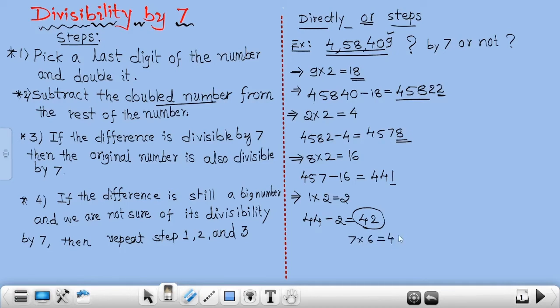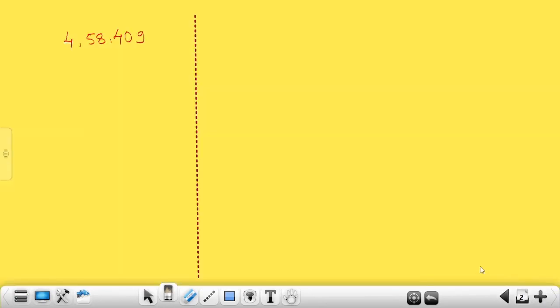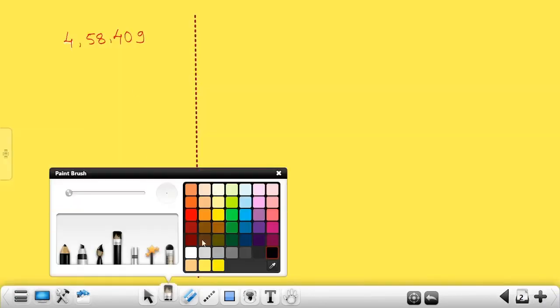This 42 is present in the multiplication table of 7, that is 7 6s are 42. That means 42 is completely divisible by 7. Therefore, since 42 is divisible by 7, we can say 4,58,409 is also divisible by 7. We can also check the divisibility directly.